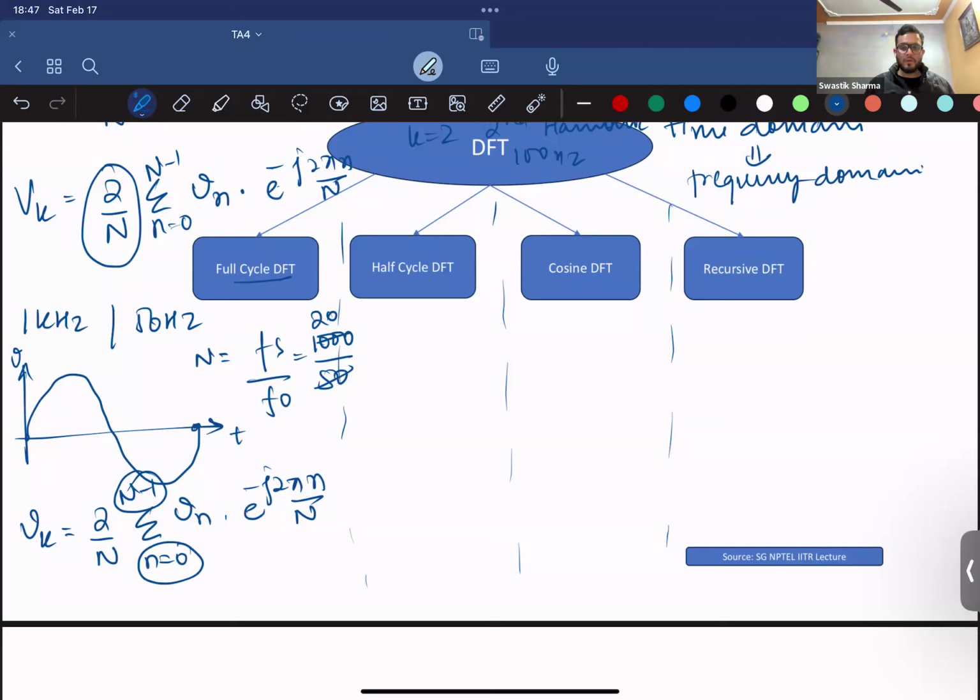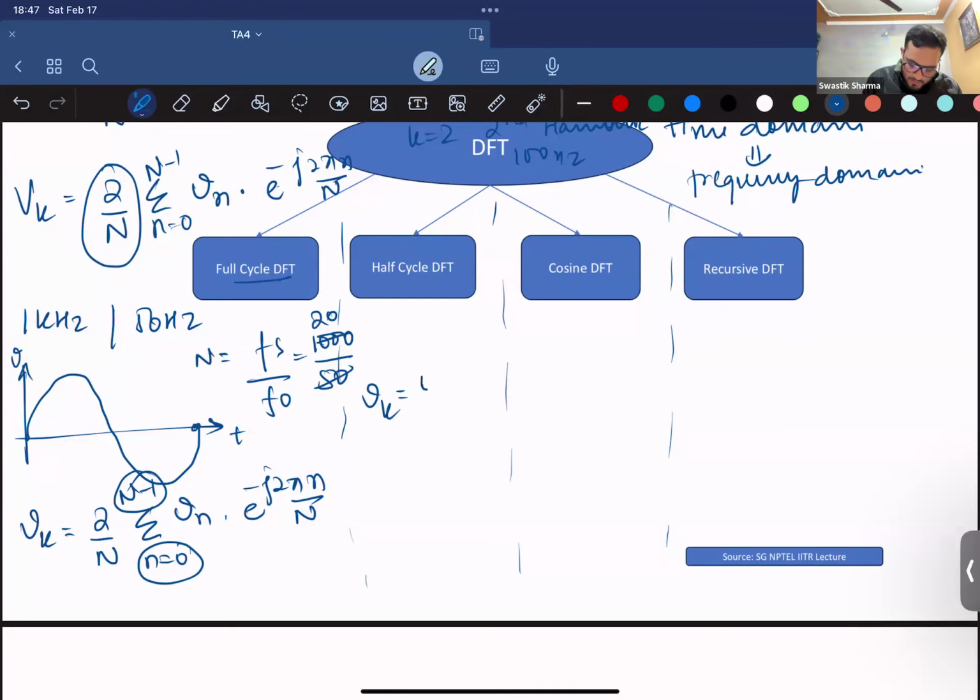In half cycle, what you do is you calculate for a half cycle only. Why? Because generally the system's voltages and currents are functions of cosine and sine, right? And they are symmetric across half cycles. So you can use half cycles as well to calculate the Fourier transform, and it would look something like this.